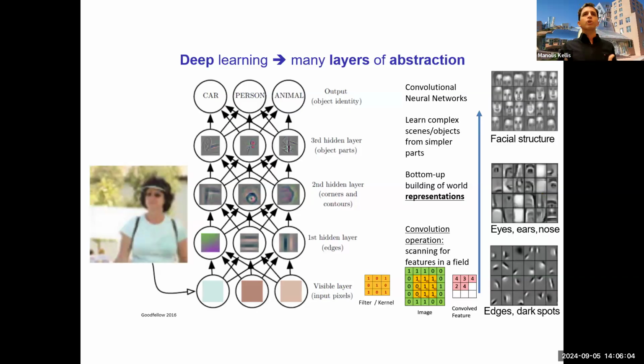We didn't just bring a bunch of super smart engineers and say, okay, you should do this and you should do that. We basically just let the machine figure it out by itself. We let the machine loose and it figured out what representations it needs at the lowest level to eventually distinguish cars, people, and animals.